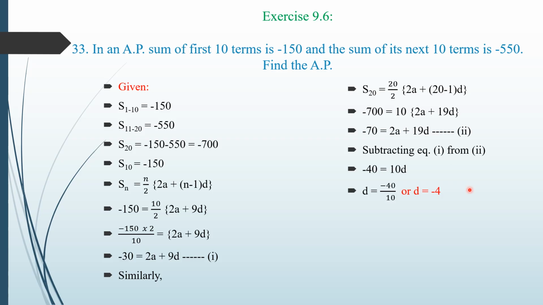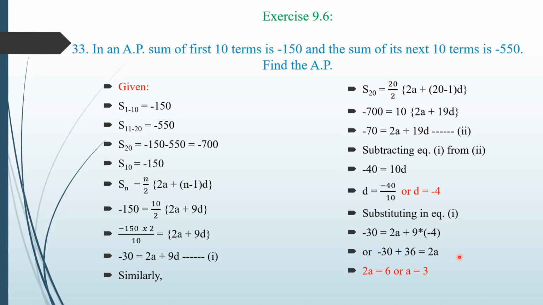Now, in order to find the AP, I also need the value of a, that is the first term. Substituting the value of d equal to minus 4 in either equation 1 or equation 2, I can get the value of a. I'll use equation 1 for that. Minus 30 equal to 2 into a plus 9 into d. In place of d, I'll substitute minus 4 here. 9 into minus 4 is minus 36. I'll take this minus 36 to the left hand side, and that will become plus 36. Therefore, minus 30 plus 36 will give me 2a, that is plus 6 equal to 2a. Therefore, a is equal to 3 when I solve this.